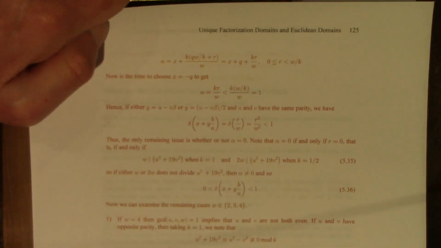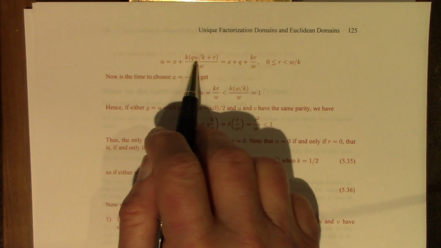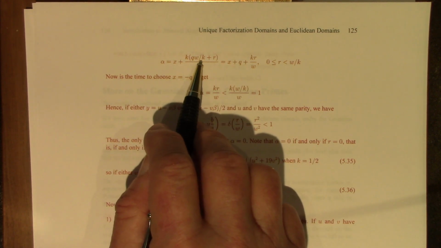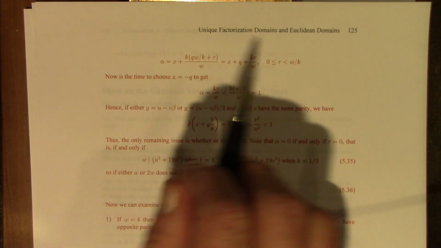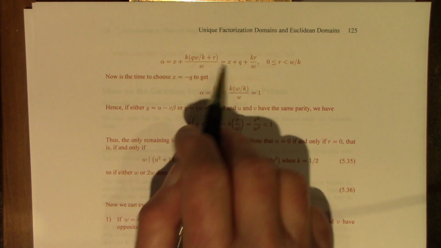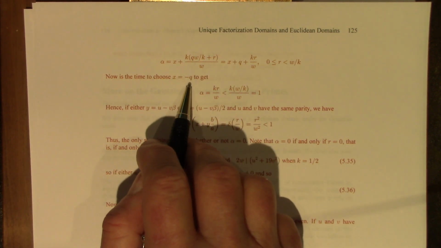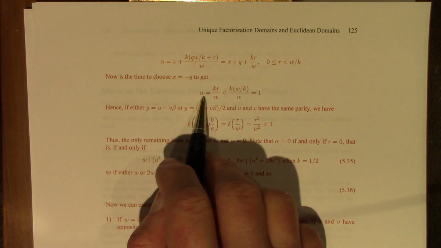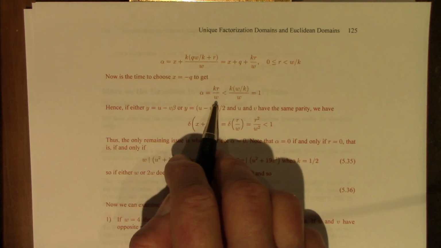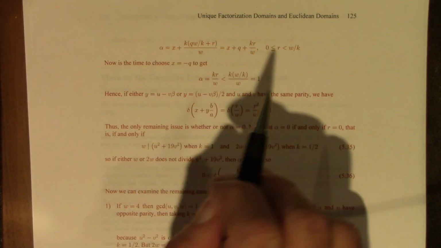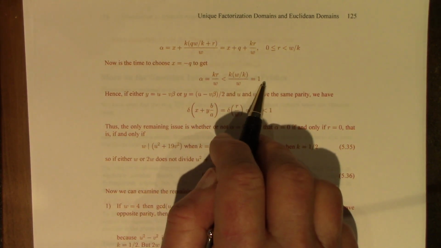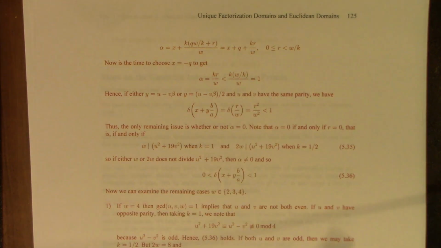Now alpha looks like this. I put here a qw over k plus r. And again, it's time to choose x, same value, negative q. We get this: alpha equals kr over w. Couldn't be any simpler. And that is, in fact, less than 1 because of the range of r.